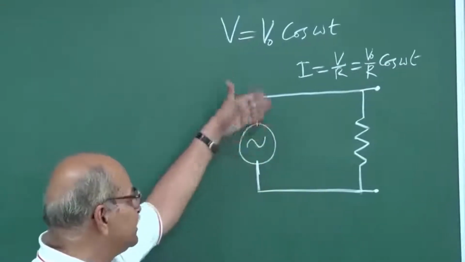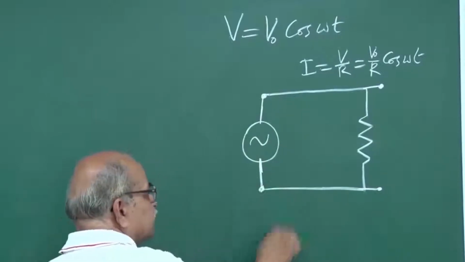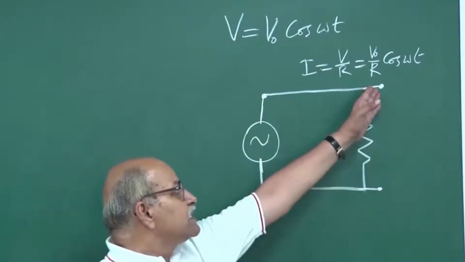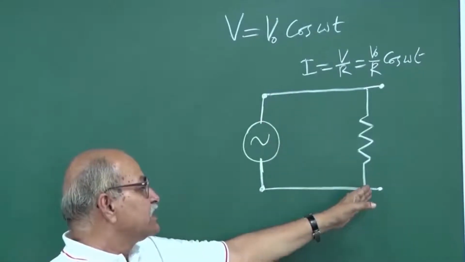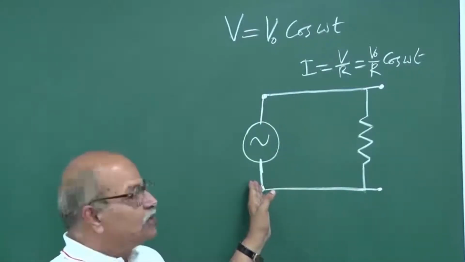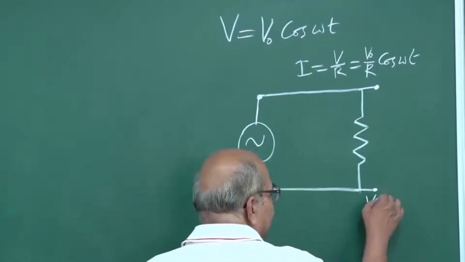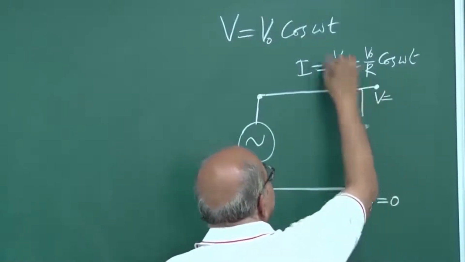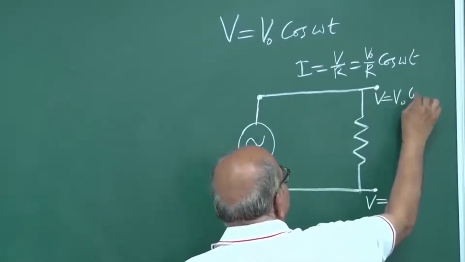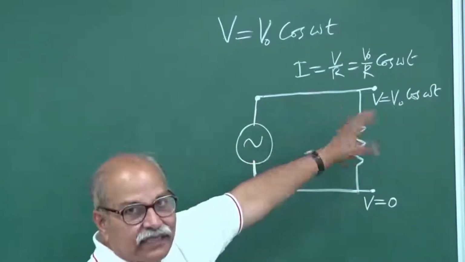And if I ask what is the voltage appearing on this resistor, that will be the same as the voltage appearing here. If the connecting wires do not have resistance, then whatever potential is here, the same potential is here. So if I call this 0, then the potential here will be just V naught cos omega t, and that means it will change sign.